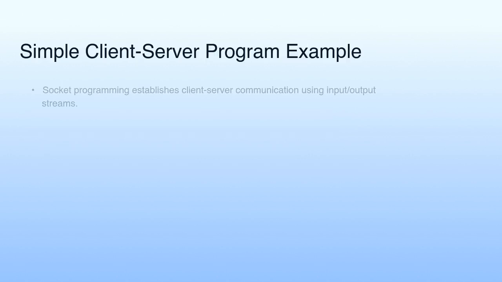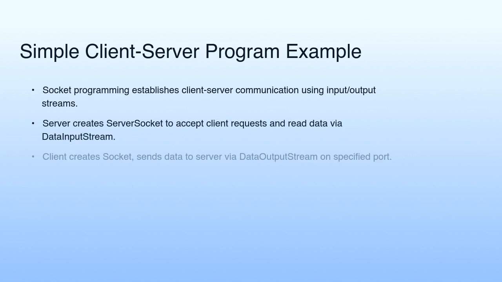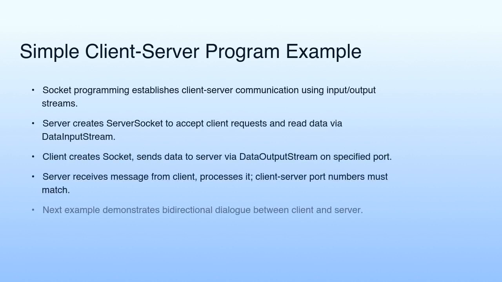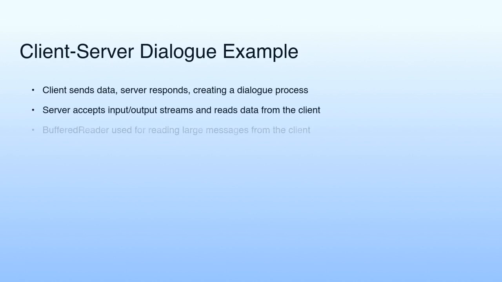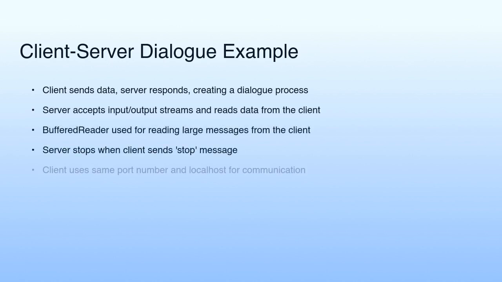In a simple client-server program, the server creates a server socket to accept client requests and read data via input streams. The client creates a socket, sends data to the server via output streams on a specified port number. Building upon the previous example, a client-server dialog can be created where the client sends data and the server responds, creating a bidirectional dialog process.